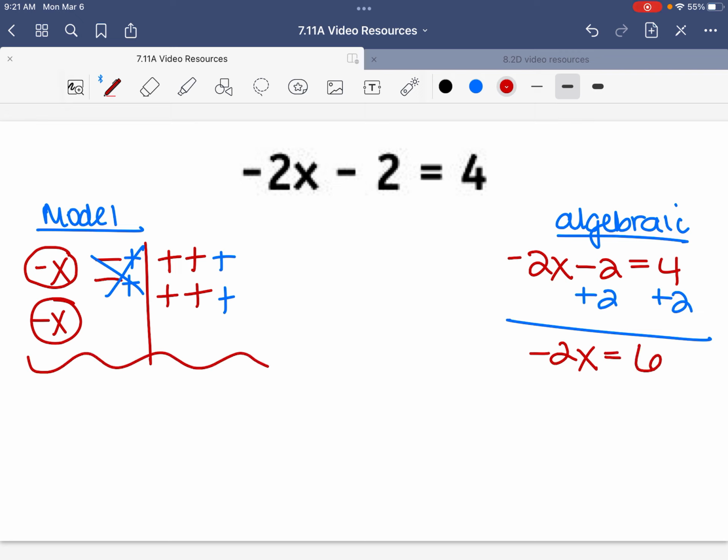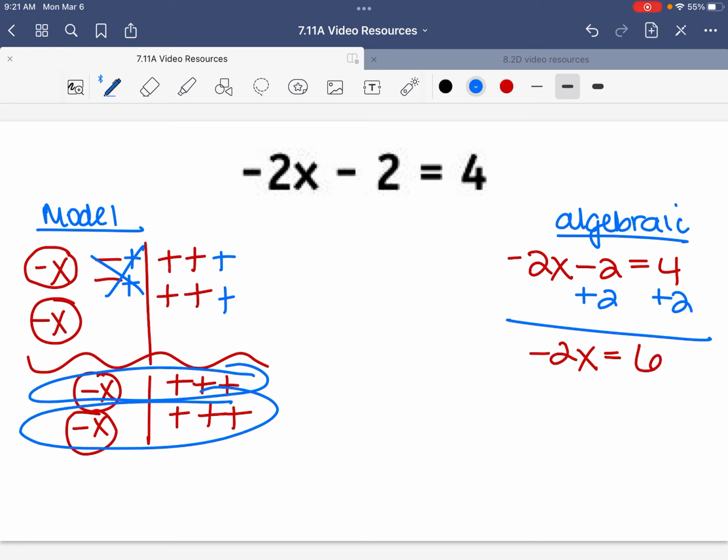So I'm going to redraw that. So I have a negative x, and it's equal to a +6. So it's the same kind of thinking. I can share these 6 positive units equally with the negative x's. So each one, if you notice, is already grouped. So each negative x will be equal to a +3. And what we did is we just divided by 2 and got that negative x was equal to a +3.